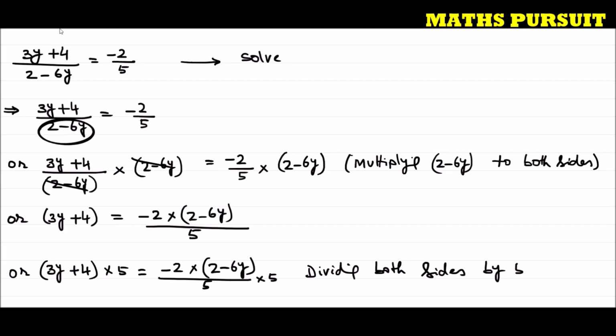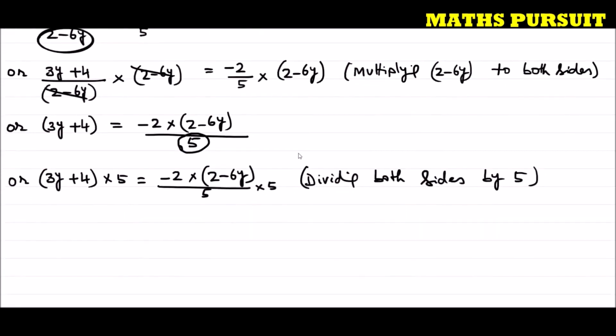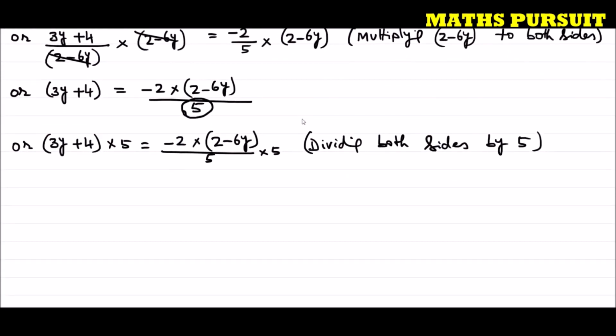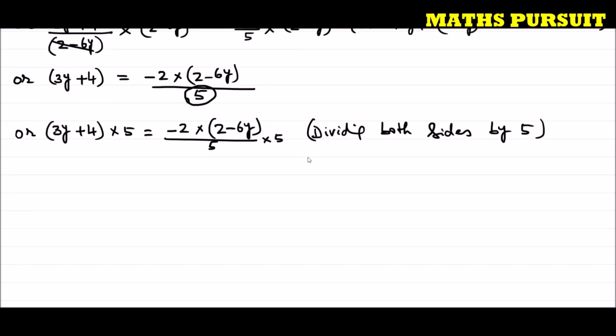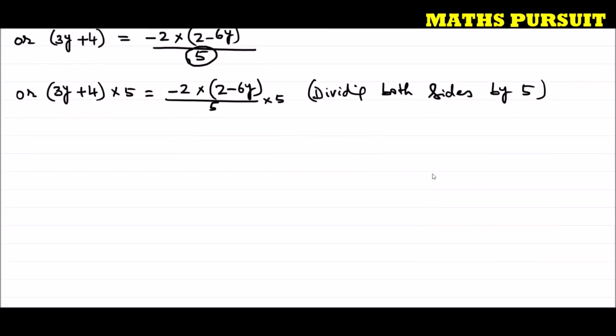By 5. Why am I doing this to both sides? I want to eliminate this 5 from the denominator. In order to eliminate the 5 from the denominator, I need to multiply the right side of the equation by 5, and I need to also do the same thing to the left side. Guys, this is not dividing actually, this is multiplying. So for that reason, I have multiplied 5 to both sides of the equation.